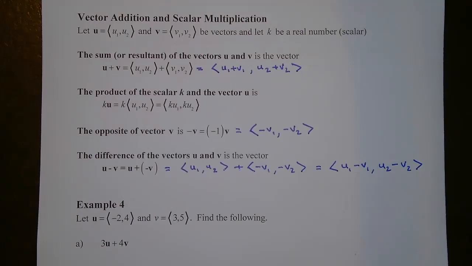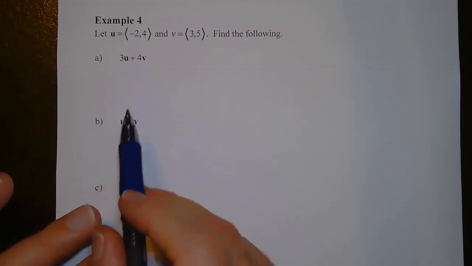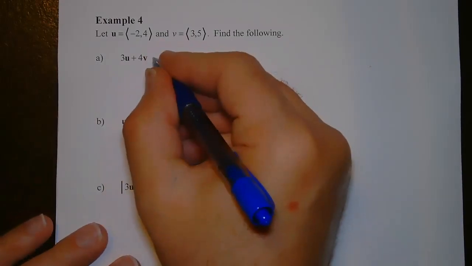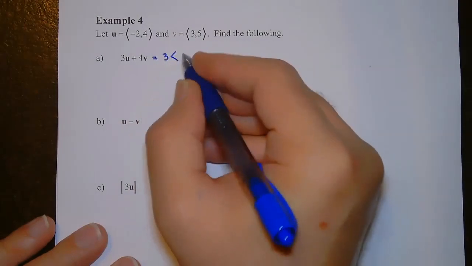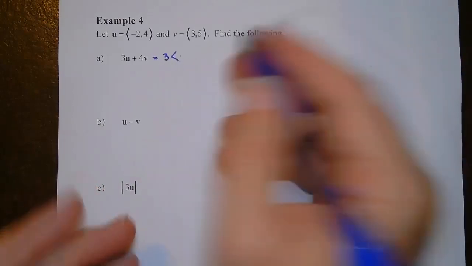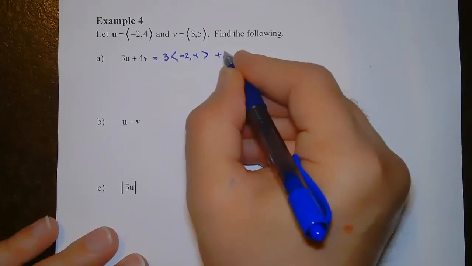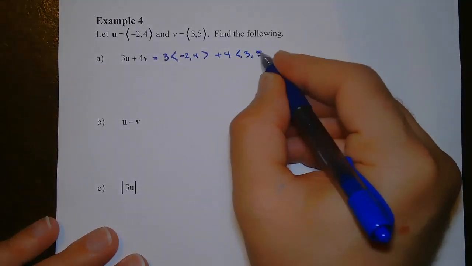All right, so let's do this next problem. Example 4. This new vector that we're going to get out of 3u plus 4v is a scalar times the vector u, and also a scalar times the vector v, and then we're going to add those to each other. So this would be equivalent to 3, and then the vector negative 2 comma 4, and then plus 4 times the vector 3 comma 5, with vector symbols.